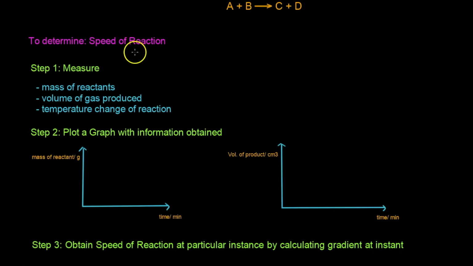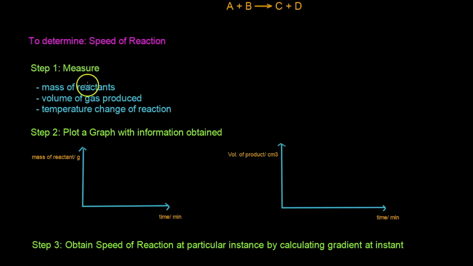We have 3 steps. First step, we measure. We can measure any of the following. For example, we can measure the mass of reactants, then we track how this mass has changed over the whole course of the reaction. We can also track the volume of gas produced, or the temperature change in the reaction. This is more for exo and endothermic reactions, which we have talked about in the previous chapter actually.